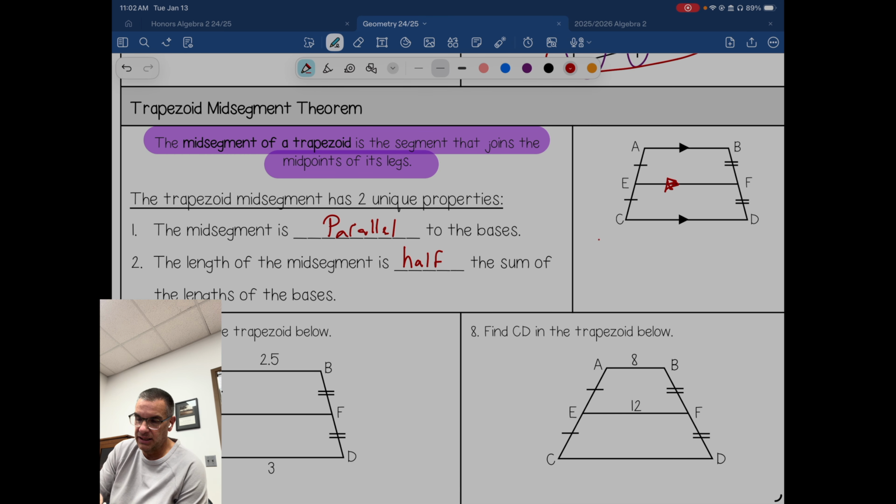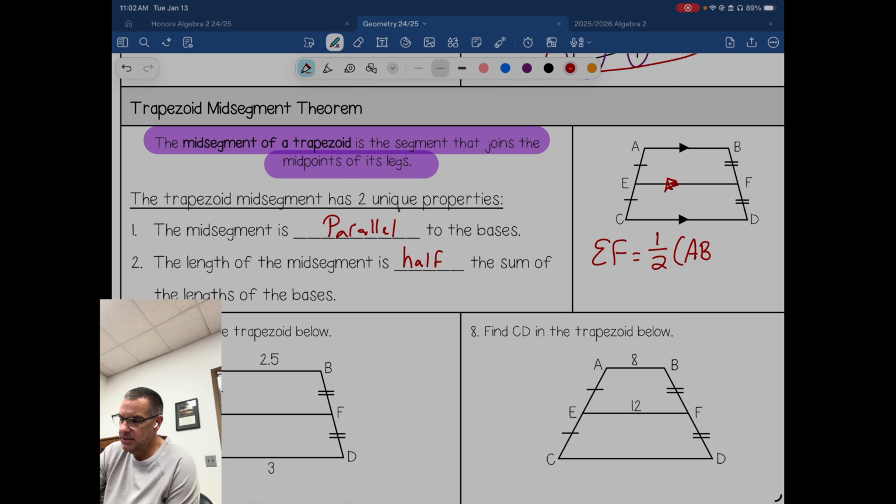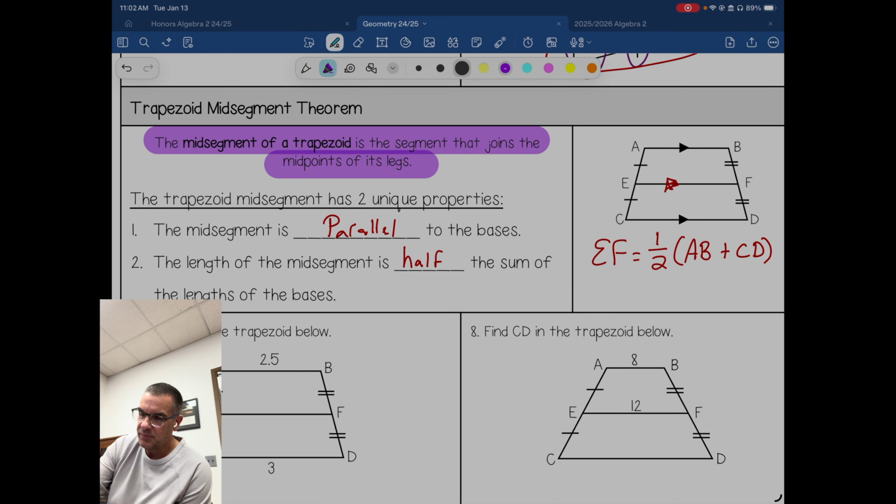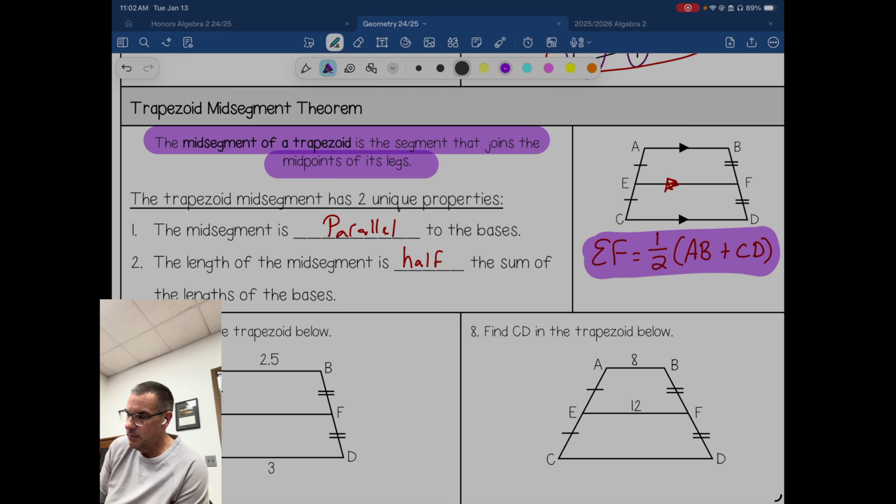So in this case, the length of the mid-segment, which is EF, is going to equal 1/2 of the sum of the two bases. So my bases are AB and CD, and sum means to add. Now this is going to be a very important formula, one we're going to use a lot when we're finding the mid-segments in the examples below. That mid-segment, which in this case is EF, is going to be 1/2 of the sum of the other two bases. Now they may have different names, or different letters, but that's still going to hold.